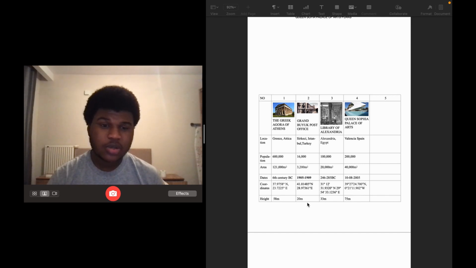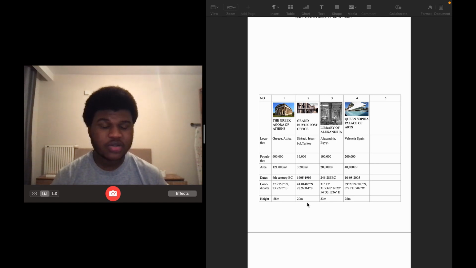That's latitude and longitude. Then the Library of Alexandria, it's located in Alexandria, Egypt. The population of this building, it can accommodate 100,000 people. The total area of the building is 20,000 square meters. It dates back to 246 to 285 BC. The coordinates are 31 degrees north and 29 degrees east. The height of this building is like 3 meters.